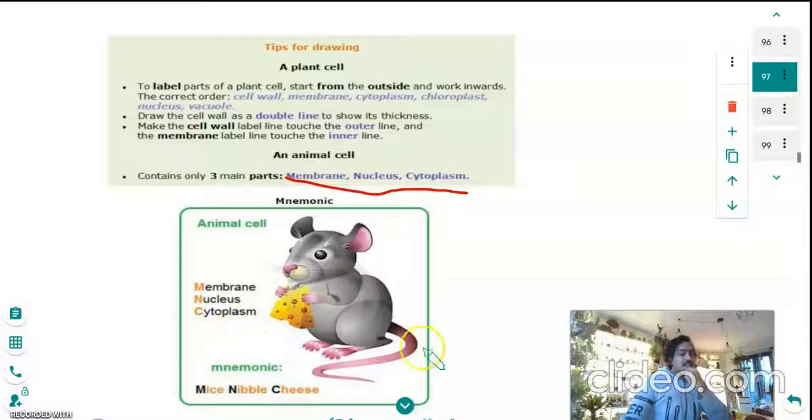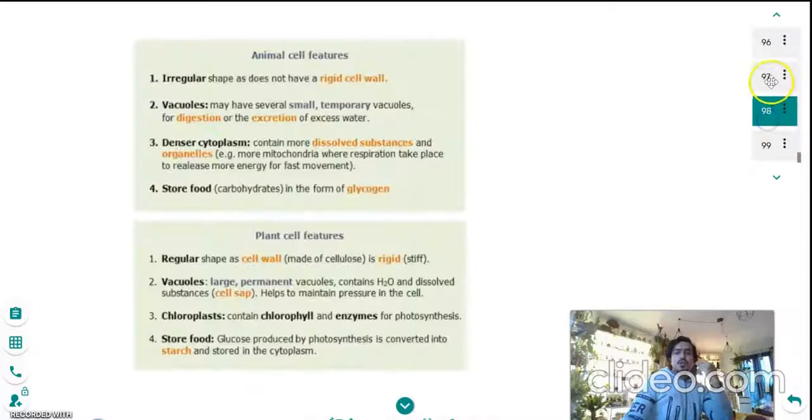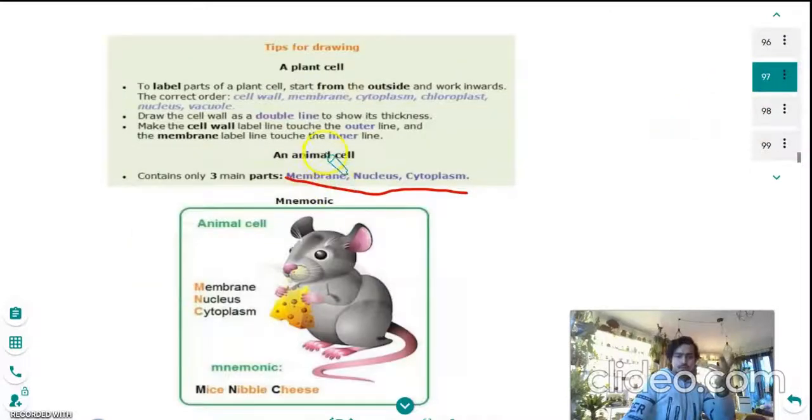Okay, so this is how we will draw a plant cell and an animal cell. So look at the structure here, and try to remember this structure, and I will ask you to draw on the screen in the empty spaces, and let's see how you do.